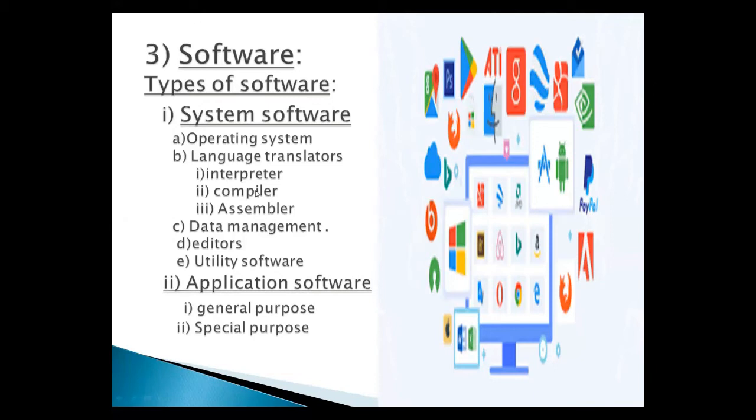Next heading is compiler. A compiler translates the whole program at a time and stores the translated program on disk. The original program is called the source program, while its translated version is called the object program. Next heading is assembler. The assembler is a language translator for the low-level programming language called assembly language. Assembly language is a symbolic language.